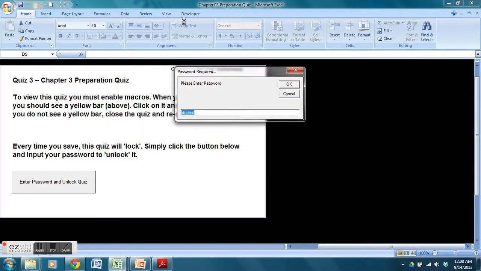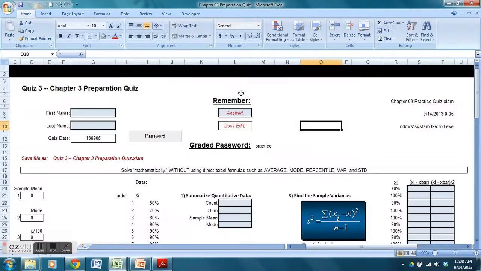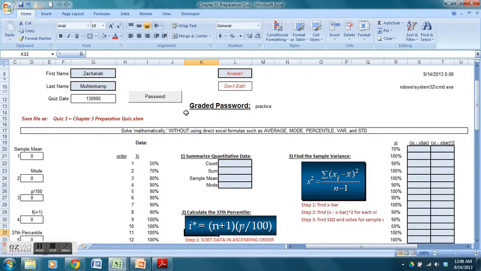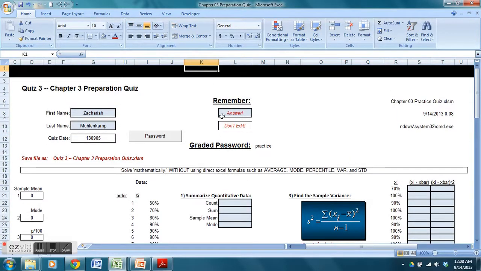You can just open up the file, and it prompts you for the student password to take the quiz. The idea here is to take the entire quiz on your own before you look at the graded password and see what the right answer is.